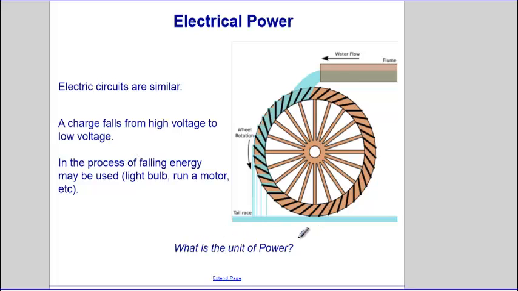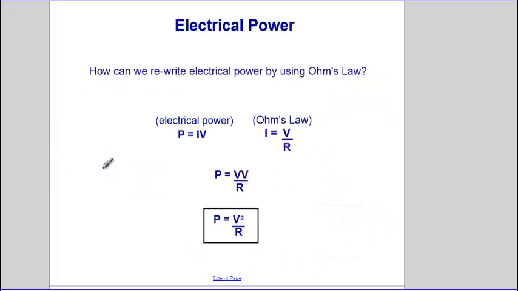What is the unit of power? That's the question exactly. It's actually joules per second, which are watts. Can we rewrite electrical power using Ohm's law? Power is I times V, so here's the first equation. Given Ohm's law, I equals V over R. If we put in V over R where I was, we get power is V times V over R. So power is V squared over R.